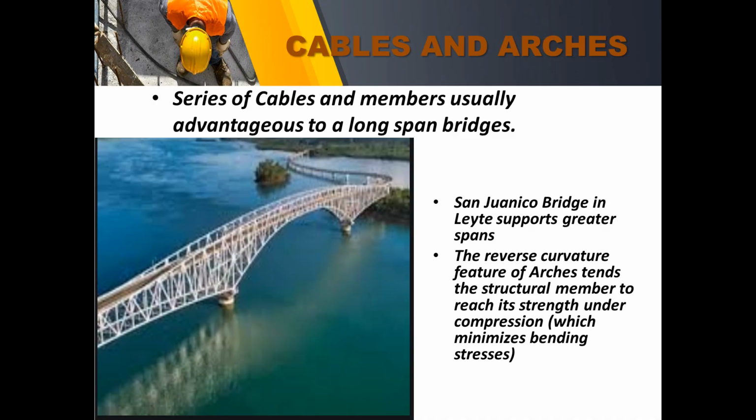So we also have cables and arches. So these are series of cables and members usually advantageous to long span bridges. So as an example, you can see in the photo, San Juanico Bridge in Leyte supports greater spans. Okay, so it has the feature of the reverse curvature. So that is actually adopted in early times, the principle of reverse curvature.